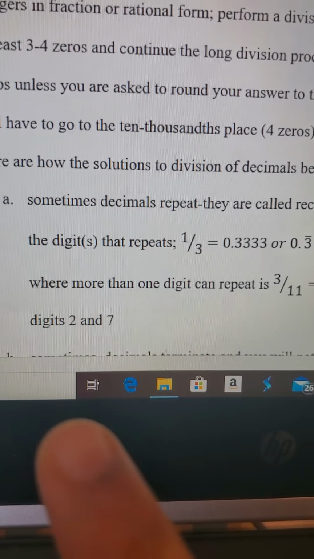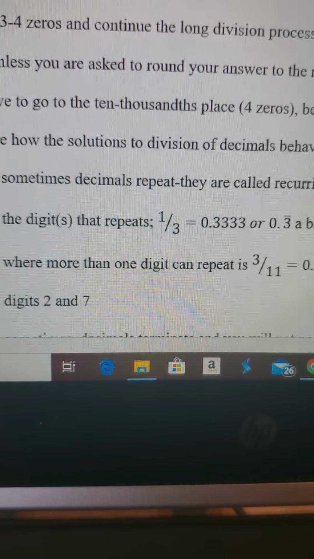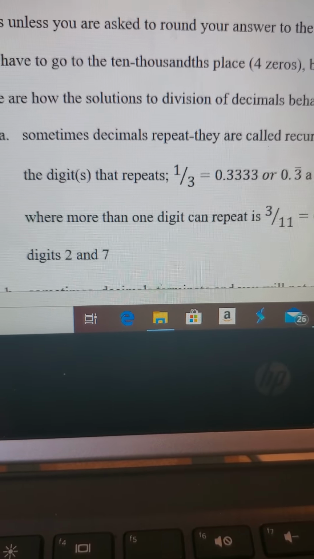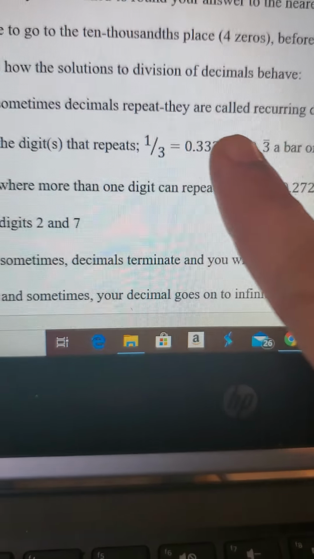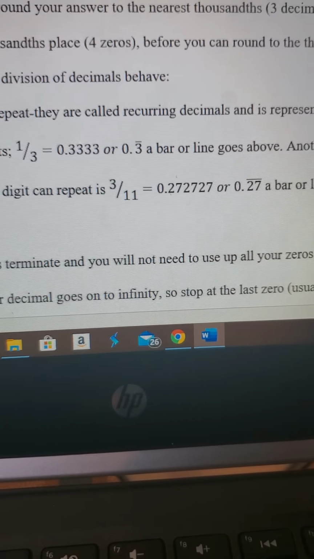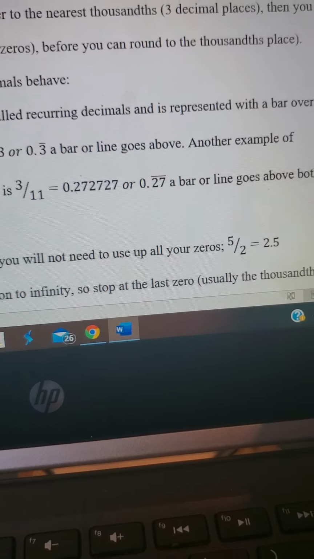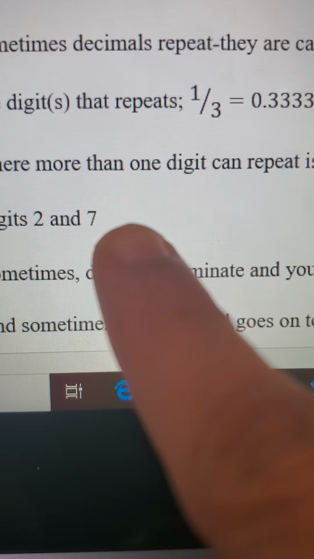But here is what I want you to pay attention to. This is how decimals behave, especially if you convert fractions to decimals. These are the behaviors to expect. Sometimes the decimal will repeat itself. It's called a recurring decimal, and it's represented with a bar over it, as you can see.